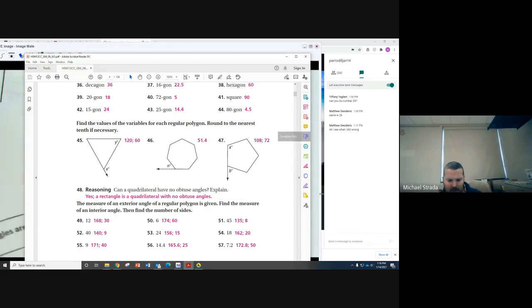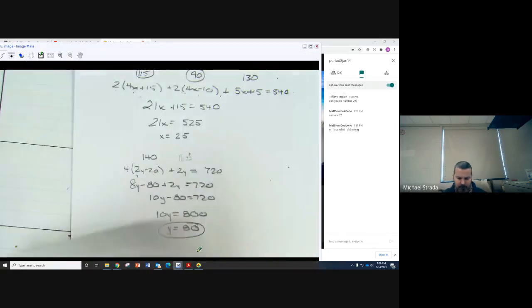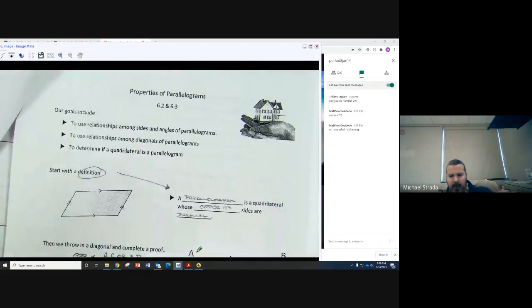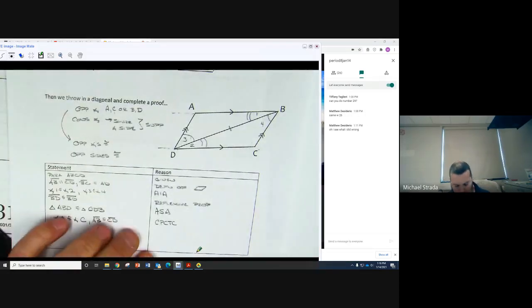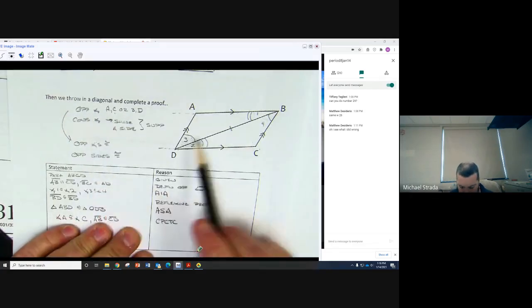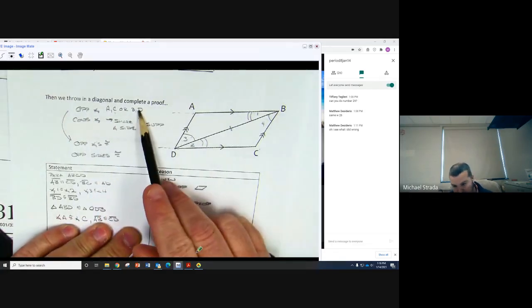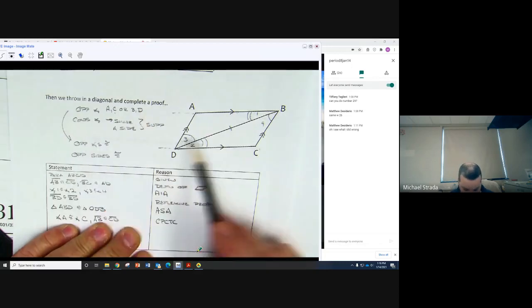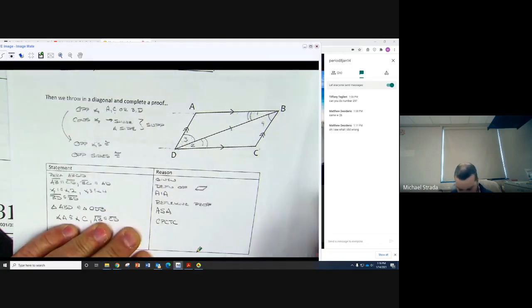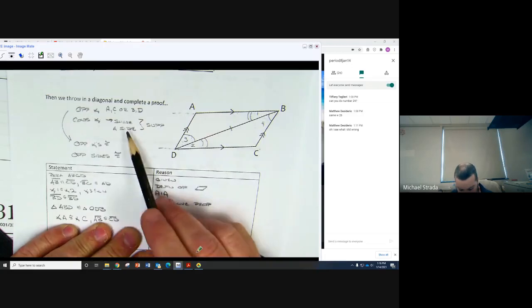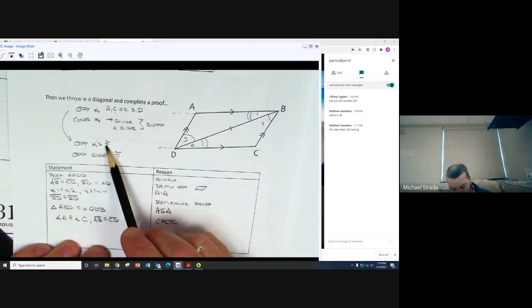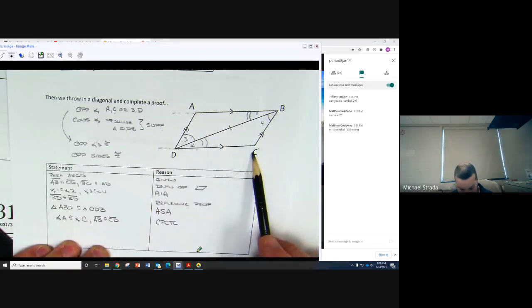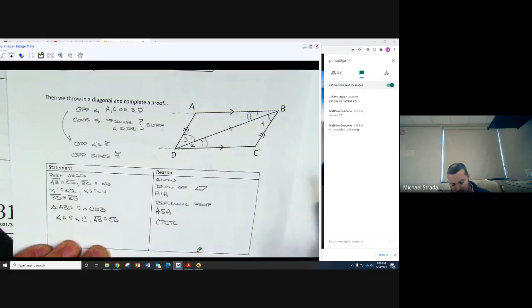Okay, so then let's work on the notes from yesterday. All right, we got through all this with the proof. We went through the definition, and we went through some properties. We said opposite angles, A and C, B and D, are going to be congruent. Consecutive angles, either A and D or B and C, or A and B, all different ways, they share a side, they're supplementary. From our proof, we realized opposite sides were going to be congruent.